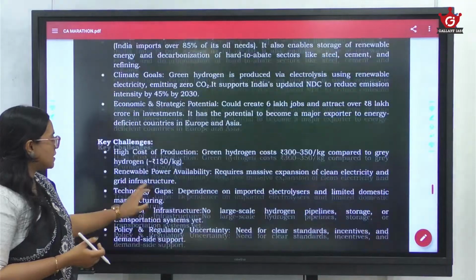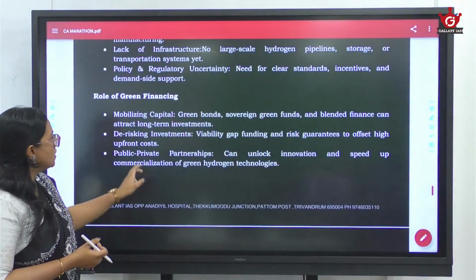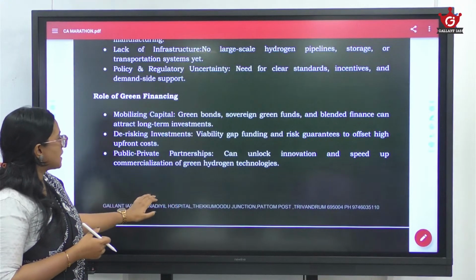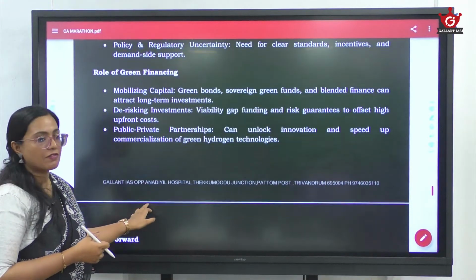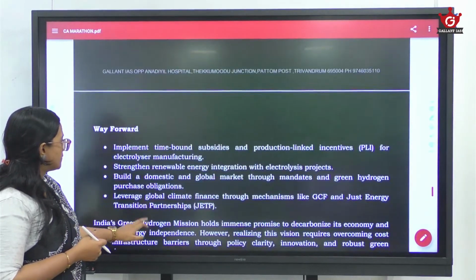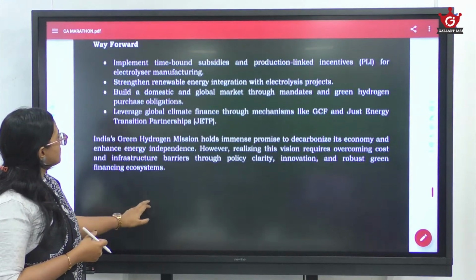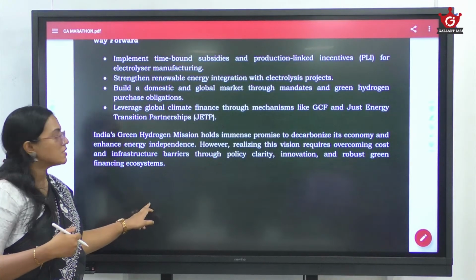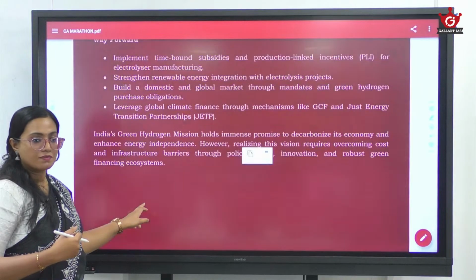So what is green financing? How is it actually helping to improve the scheme? One is mobilizing capital, de-risking investment, public-private partnership. Okay. If you have a way forward, if you have suggestions, make it as bullet points.